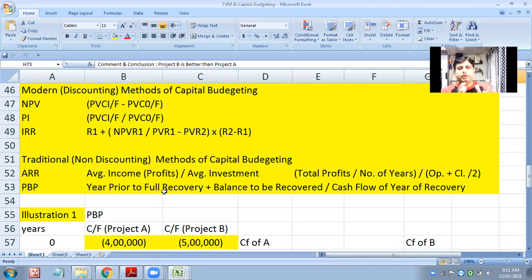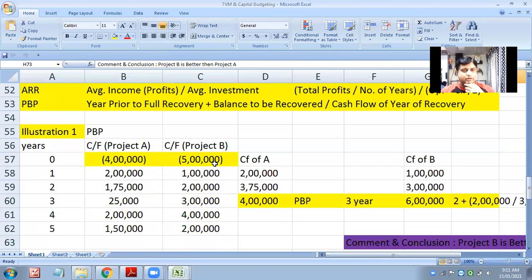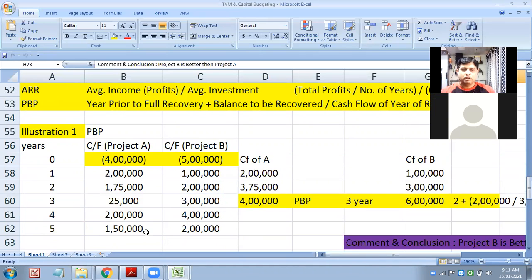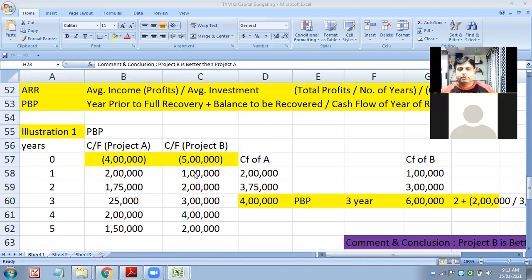If it is falling between two different years, then we have to follow the formula which we have applied in the last two or three examples which we have done. So we did the illustration which was there in the textbook.